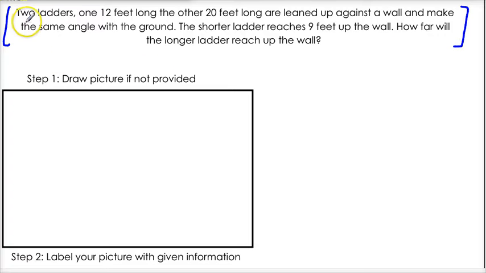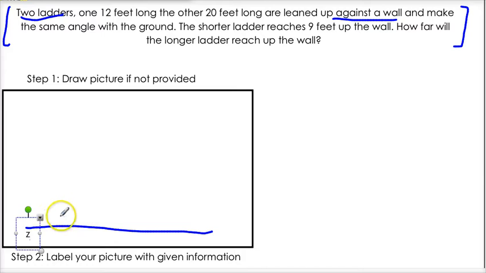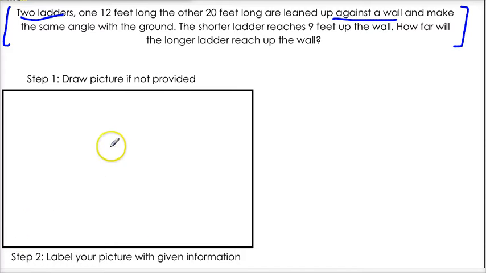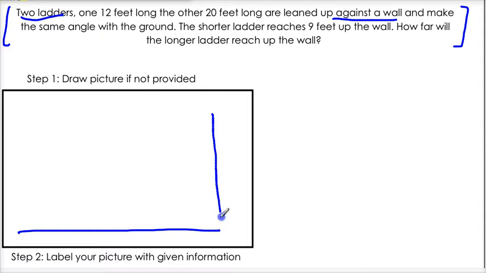All right? So we know we have two ladders, and they're leaning up against the wall. Let's see if we can draw that. Well, hopefully you can do this better than I can, but that's my ground. That is the worst ground ever. Let's say that this is my wall, and here are going to be my two triangles. I got triangle 1, this is my longer ladder, and this is my triangle 2, my shorter ladder. That's so bad looking.